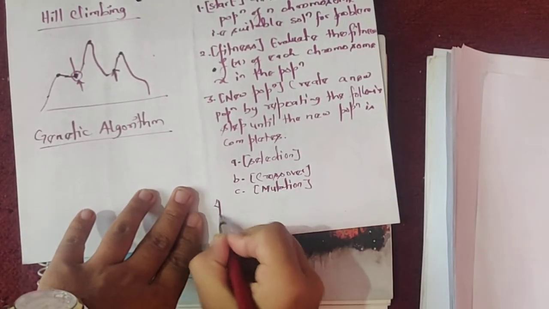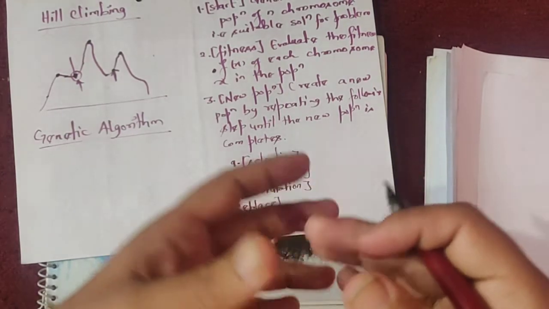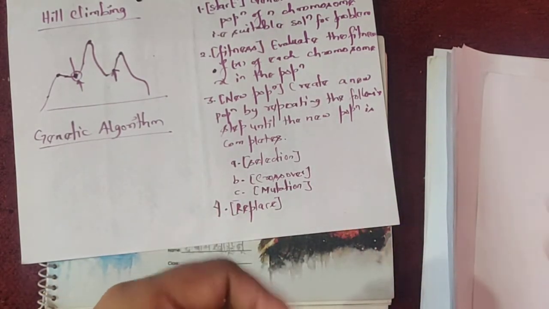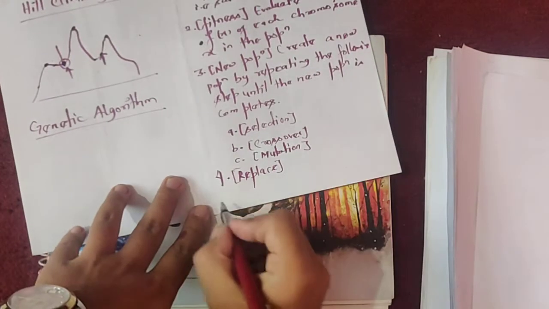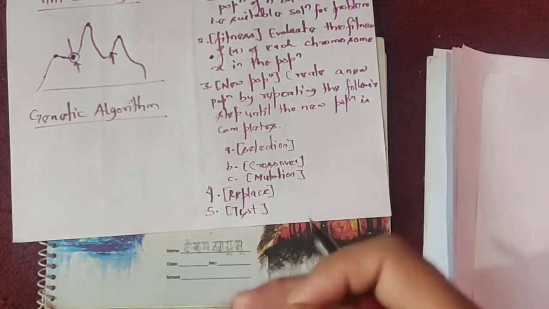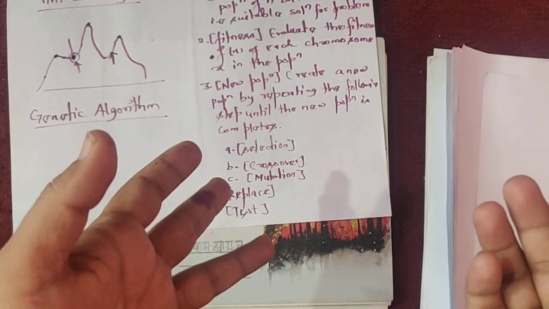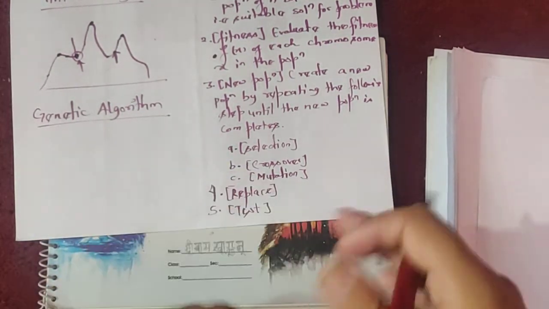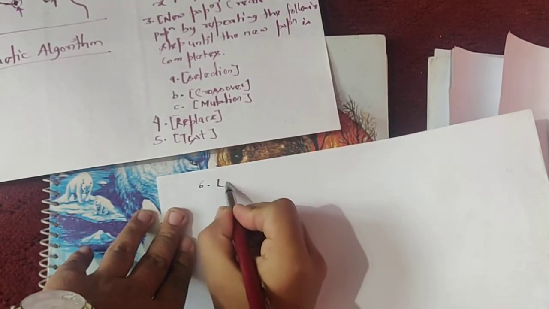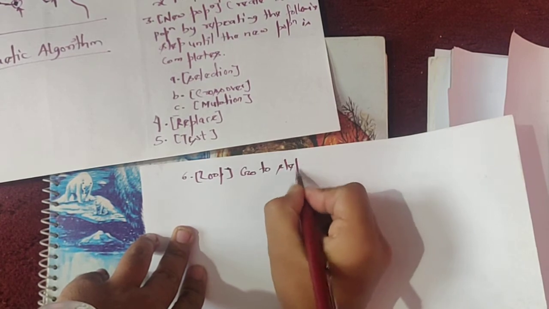The fourth part is replace. After the new offspring is formed, we replace the two parents which we selected previously, and use the newly generated population for a further run of the algorithm. The fifth one is test. If the end condition is satisfied, meaning the new population gives an optimal solution, then we return the best solution in the current population. If not, we have to reselect the population, crossover and mutate. Step 6 is loop: if the test is not finished, we go back to step 2.